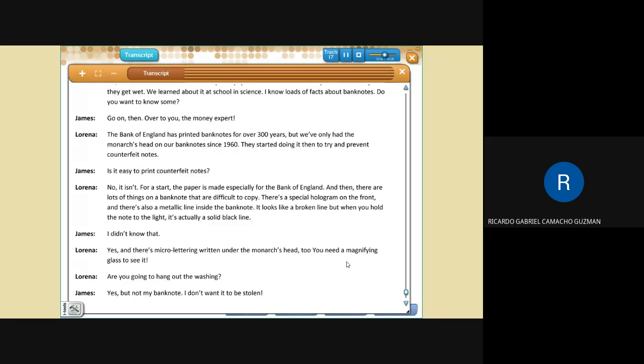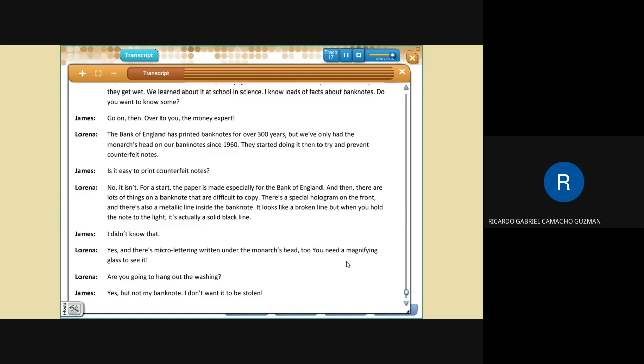The Bank of England has printed banknotes for over 300 years, but we've only had the monarch's head on our banknotes since 1960. They started doing it then to try and prevent counterfeit notes. Is it easy to print counterfeit notes? No, it isn't. For a start, the paper is made especially for the Bank of England. And then, there are lots of things on a banknote that are difficult to copy. There's a special hologram on the front, and there's also a metallic line inside the banknote. It looks like a broken line, but when you hold the note to the light, it's actually a solid black line. I didn't know that.